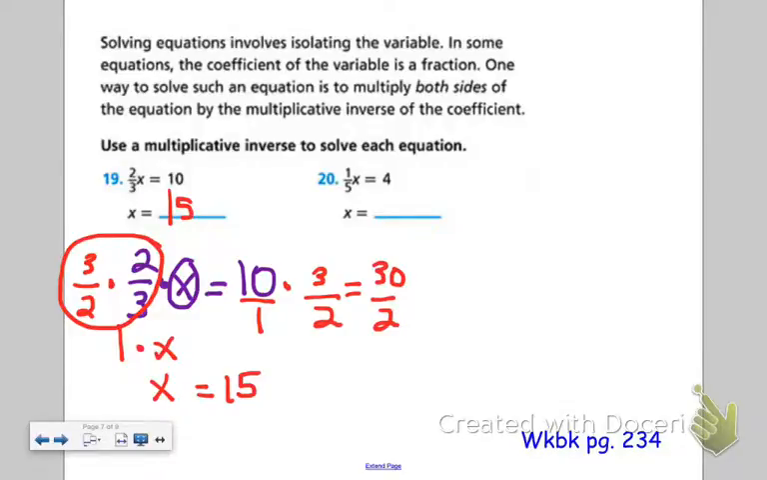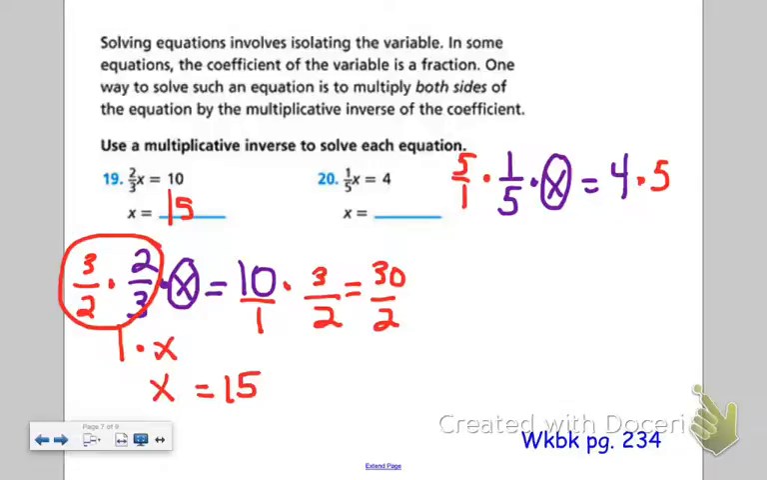Let's try another one. Let's look at number 20. We have 1/5 times x equals 4. Again, we want to get x by itself. Well, it's a multiplication equation, meaning I'm going to have to do the inverse operation. The inverse of multiplication is division. However, instead of dividing by 1/5 on both sides, we're really just going to multiply by the reciprocal, because we never really divided with fractions, we only multiplied the reciprocal.